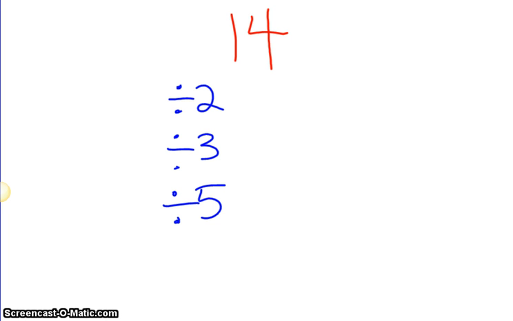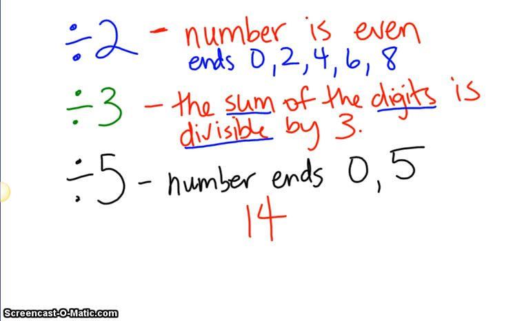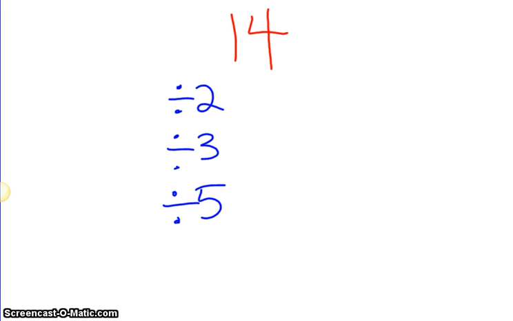Let me go on to the next page so I have more room. Number 14. The work I always want you to show is to write down divisible by 2, divisible by 3, divisible by 5. Because we're going to check it and see if it's divisible by those numbers. So let's try 2 first. Well, what was the 2 rule? The 2 rule was the number is even. It ends in a 0, 2, 4, 6, or 8. Okay, 14. Is that number even? Yes, because it ends in a 4.